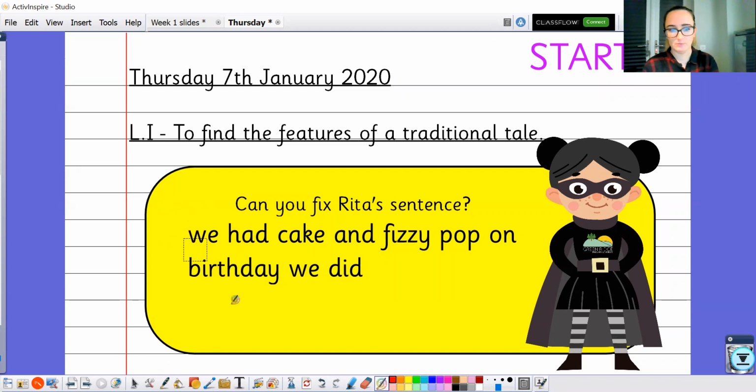So I'm going to give it a capital. Oh, I'm not going to use that pen. Let's try that again. There we go. Capital letter for we, start of a sentence. We had cake and fizzy pop on birthday, we did.